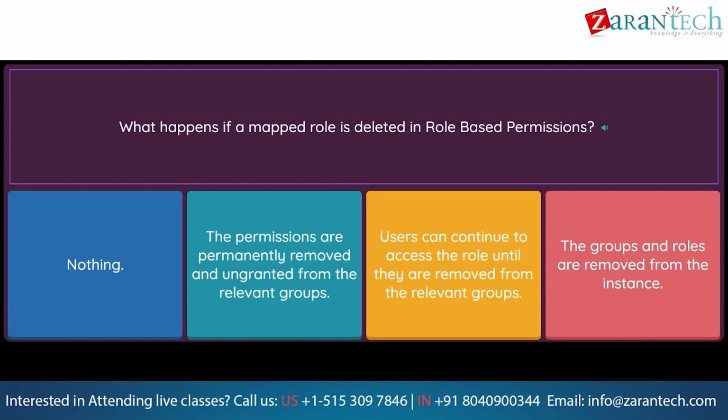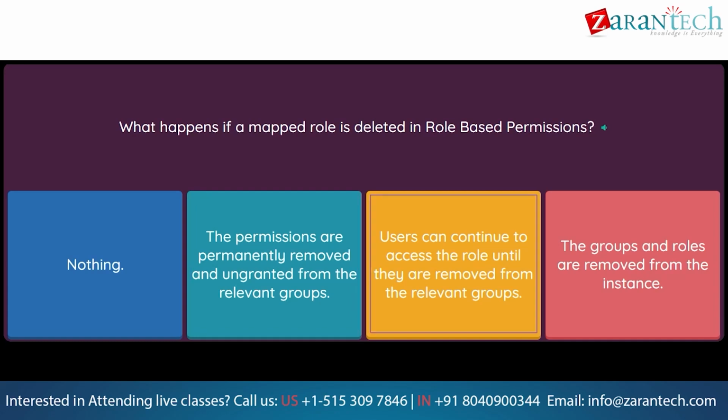Question: what happens if a mapped role is deleted in role-based permissions? Option 1 nothing. Option 2 the permissions are permanently removed and ungranted from the relevant groups. Option 3 users can continue to access the role until they are removed from the relevant groups. Option 4 the groups and roles are removed from the instance.